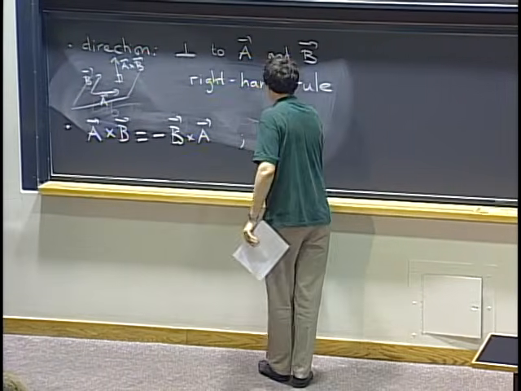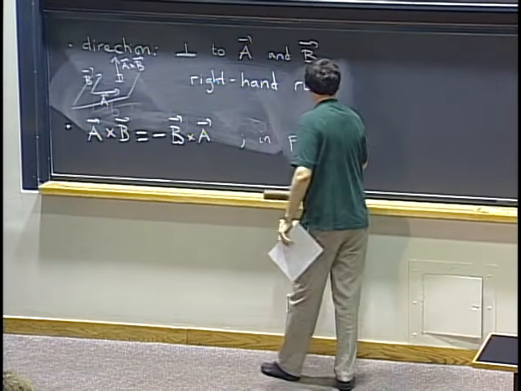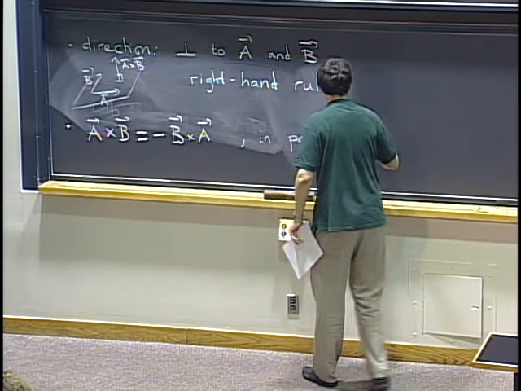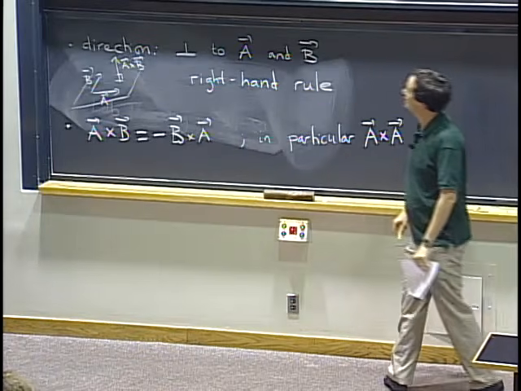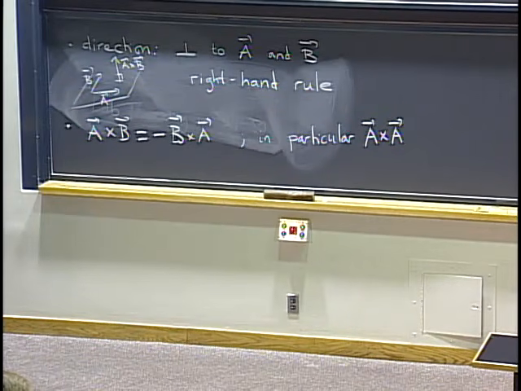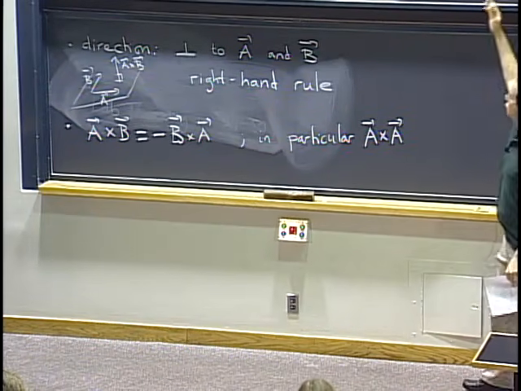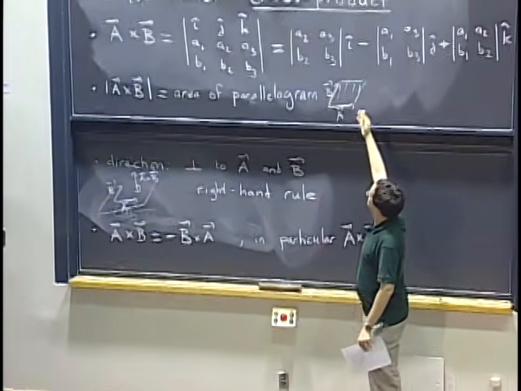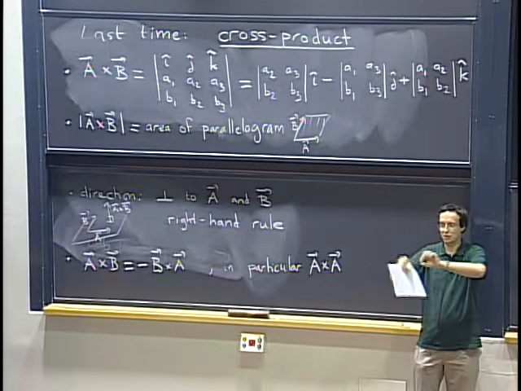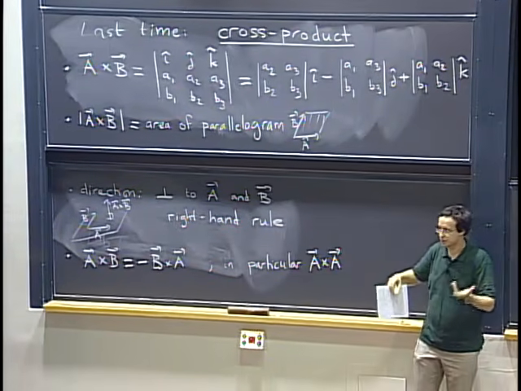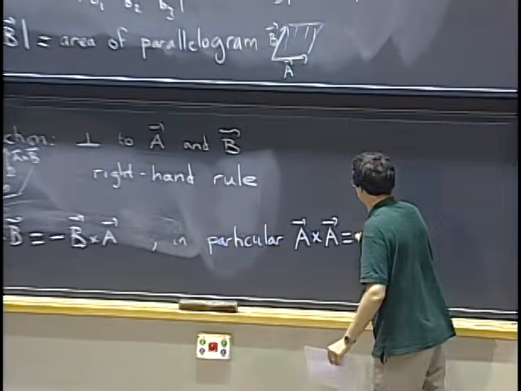Now, in particular, what happens if I do A cross A? Well, I will get 0. And there are many ways to see that. One is to use the formula. Also, you can say that the parallelogram formed by A and A is completely flat, and it has area 0. So that's the 0 vector.